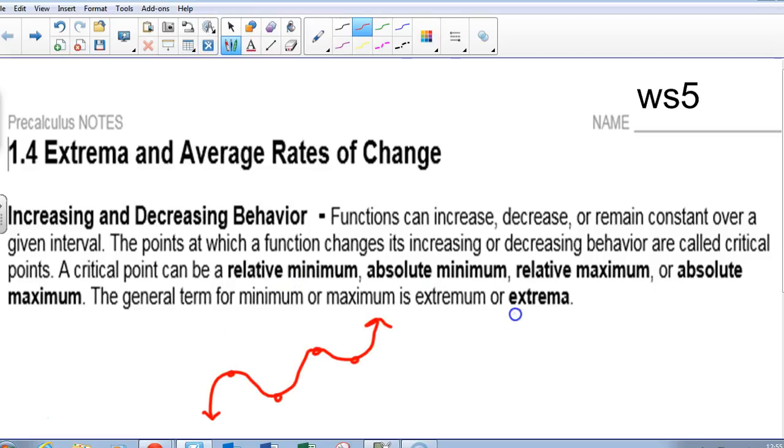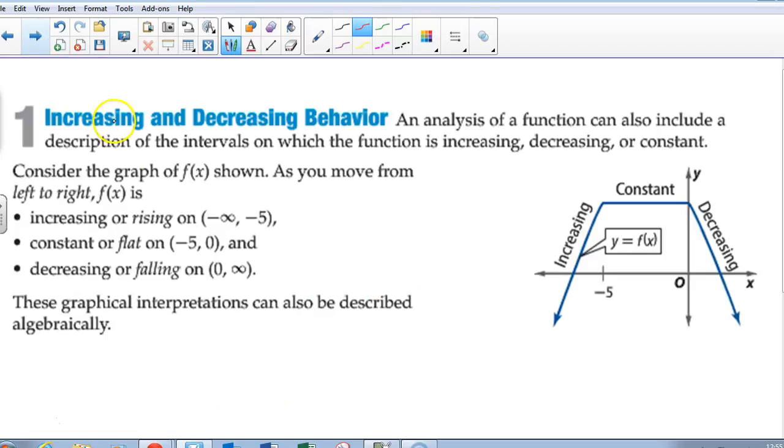The one thing you need to get from this slide is that those relative maximums, absolute maximums, minimums, okay, all those lumped together are called the extrema. That's just a plural word for all the extreme values. So when you see that in the homework, you're going to go, what's that?